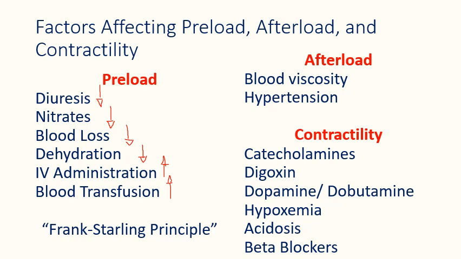According to this principle, the greater the volume of blood entering the heart during diastole, the greater the volume of blood ejected during systole. Okay, so there is a direct relationship between the amount of blood that enters your heart and then ejected from your heart. Now, afterload. As we say, afterload is the amount of pressure that the heart needs to overcome in order to pump the blood out of the heart.